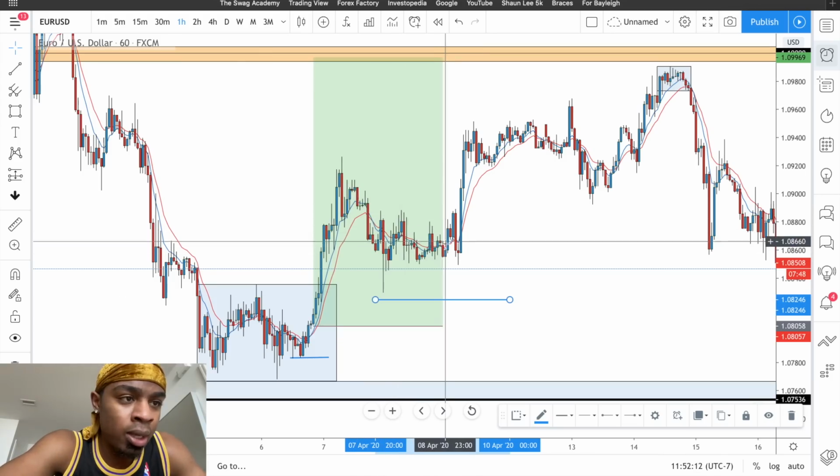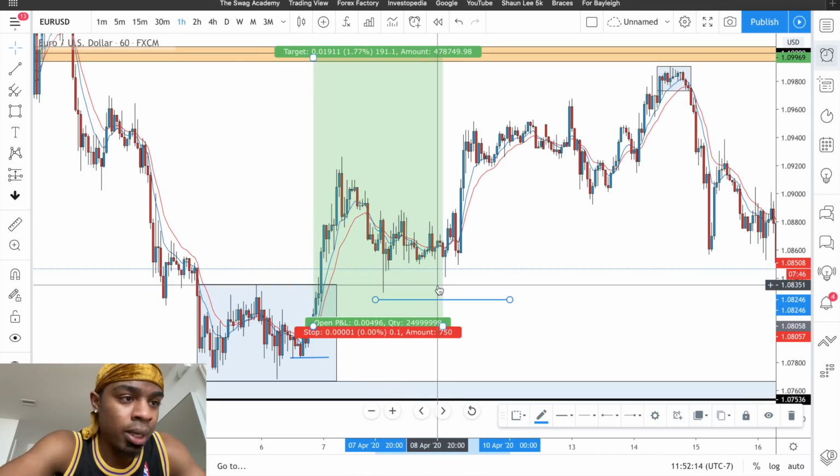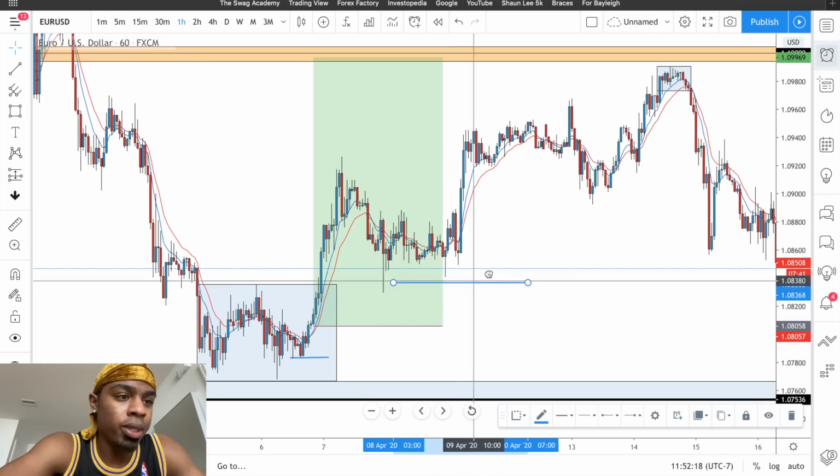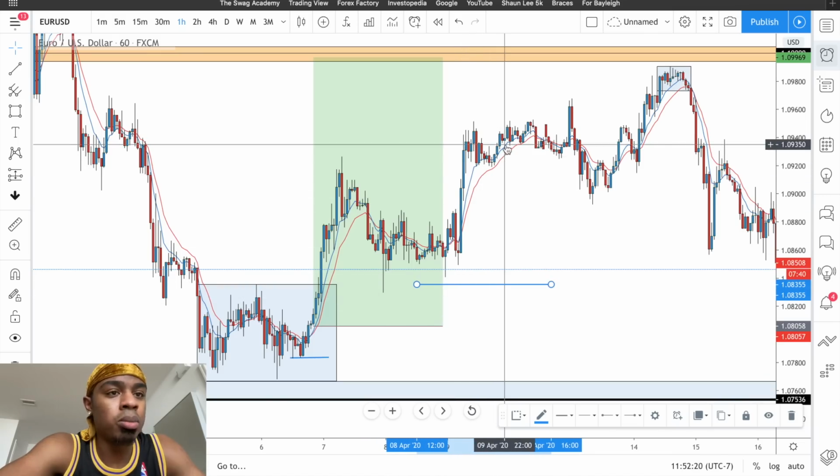And then the market comes down, it tries to come down again. Guess what it doesn't do? It doesn't take out the last higher low. Boom. Now that it goes up, this gets moved right under here, comes up, comes up, comes up.